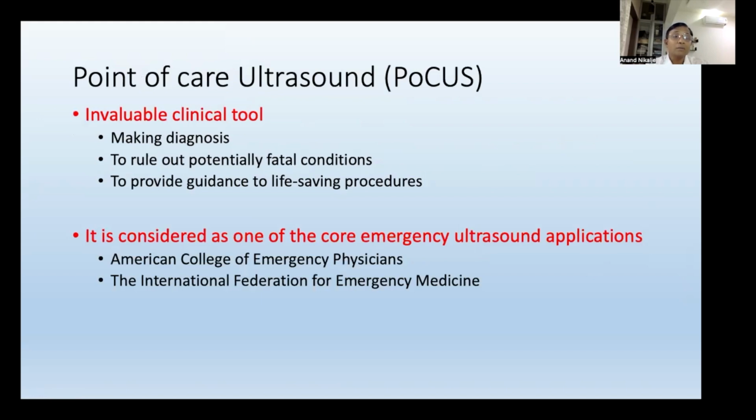So this is really a very good modality. This point of care ultrasound is actually an invaluable clinical tool, not only to make a diagnosis, to rule out potentially fatal conditions, and to provide guidance to life-threatening procedures. So we put central lines or arterial lines. Sometimes even difficult intubation can be done with the use of ultrasound. So it's not only a valuable tool for diagnosis, it is useful in immediately diagnosing some potential conditions at bedside, and we can treat immediately, like in a case of pulmonary embolism. We can see the RA and RV dilated in a proper clinical setting, and we can start treatment even if the patient is not able to be shifted for CT pulmonary angiography.